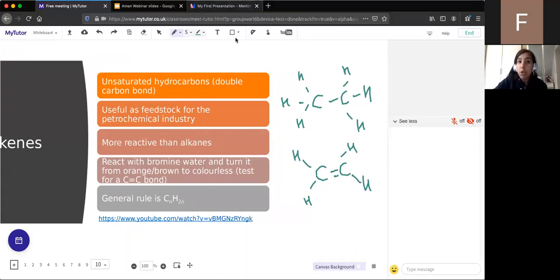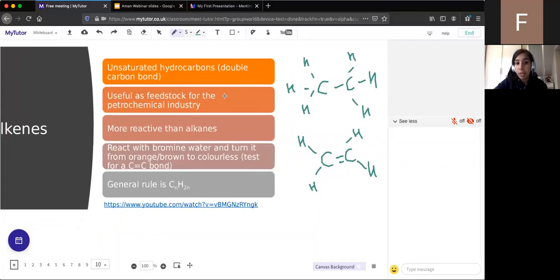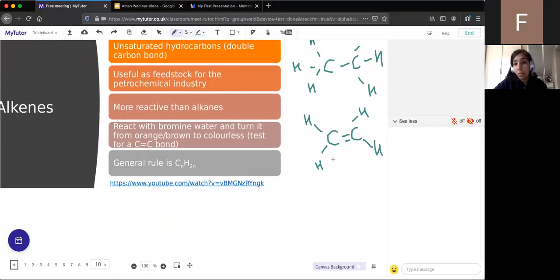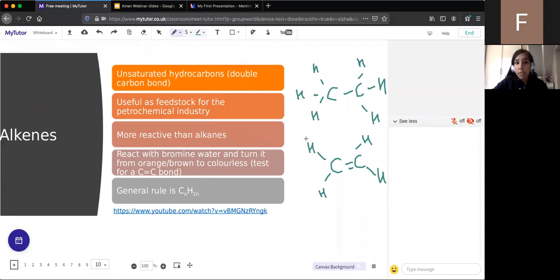But as I said, you'll learn more about that at A-level. You don't necessarily need to know at GCSE, but just in case they do ask you, it's all to do with the double bond having more electrons in it, which they could ask you because technically you learn about double covalent bonds when we do the covalent bonding, structure and bonding topic that we did a couple of weeks ago. So we've said that they're unsaturated because they've got the double carbon bond. We've talked about them being the raw materials for the petrochemical industry, and we've said that they're more reactive than alkanes.